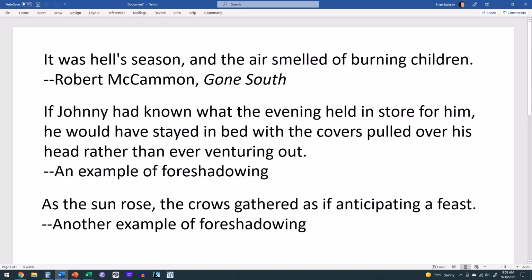And how about this one? "As the sun rose, the crows gathered as if anticipating a feast." This is also foreshadowing. It's another technique of it in which you create a sense of foreboding by having something ominous happen that suggests that something ominous is about to occur in your story. The gathering of crows for a feast is an ominous suggestion of things to come.